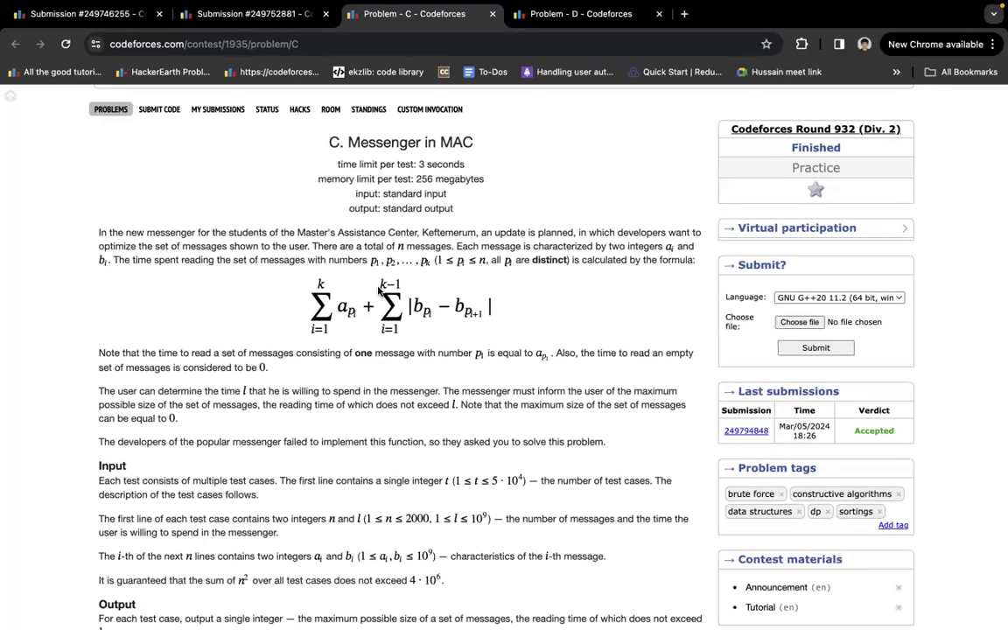What does this problem say? This problem says that you are given this function. Okay, let me just write down this function. Give me 1 minute. Okay. K I is equal to 1 A of P i plus summation 1 to K minus 1 of B of P i minus B of P i plus 1. Okay.